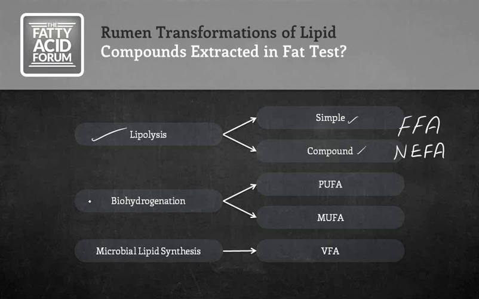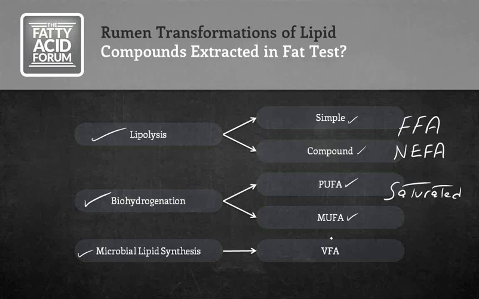Now, once lipolysis is complete and the fatty acid is released, it is then free to undergo the process of biohydrogenation, which acts to get rid of double bonds. So enzymes produced by the microorganisms act on polyunsaturated fatty acids and monounsaturated fatty acids coming from the diet, and convert them to saturated fatty acids that accumulate in the rumen contents.